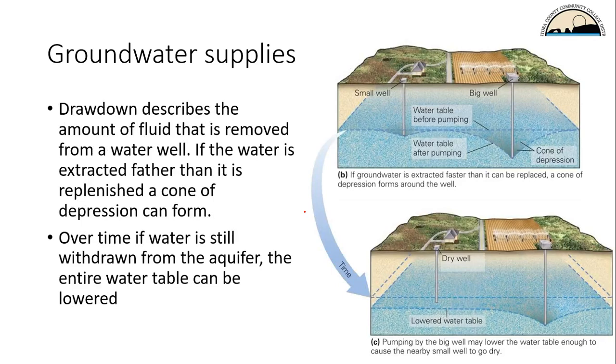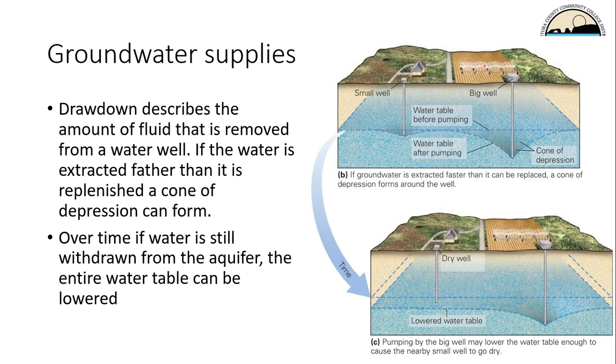So drawdown, I just said a few of these words that are on this slide. Drawdown describes the amount of fluid that's removed from a water well. If the water is extracted further than it's replenished, a cone of depression can form. I like this comparison: we have a little house here with a small well, probably just used by a family for washing clothes and drinking water, and they have a small amount of drawdown versus a big well here.